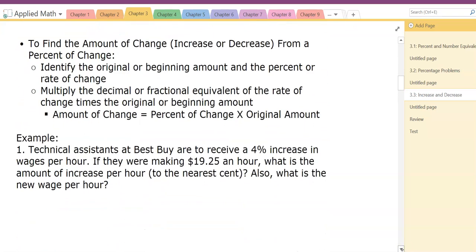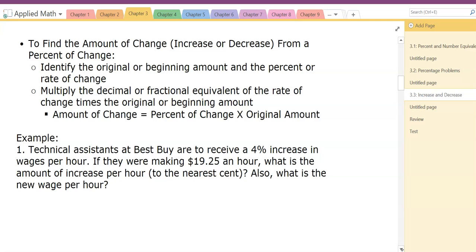Now to find the amount of change using a percent of change, so instead of them giving you the two amounts like we saw with the salary and with the price of the coat, they might say that it increased by 5% or it decreased by 6% or something like that. We solve these just a little bit differently. To find that amount of change, you take the percent of change, make sure that you're using those as decimals. So you're taking your percentages divided by 100, and then you take that times the original amount, so however much you started with.